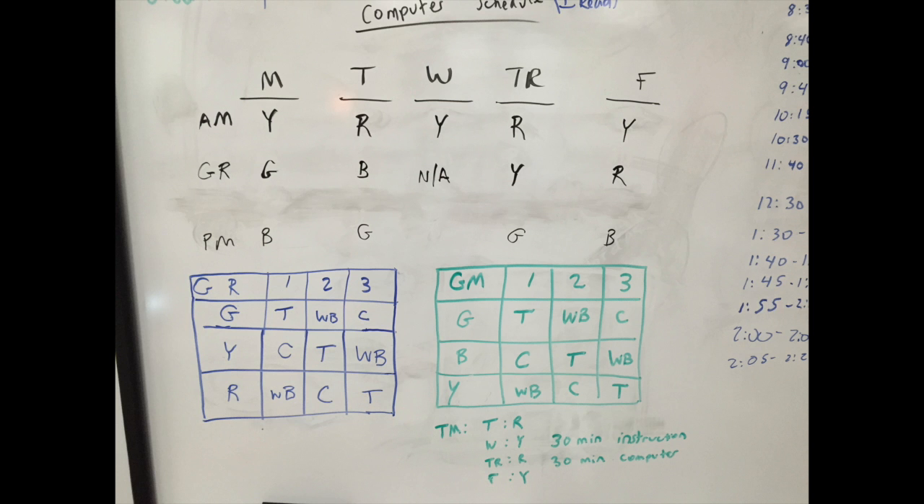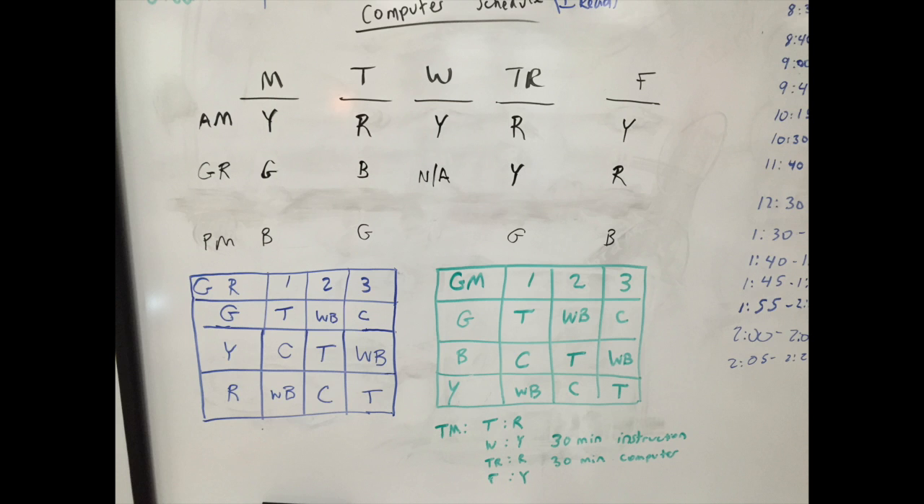Once you have your stations figured out, the next thing that you need to figure out for yourself is rotations. How many groups are you going to see each day? Who do you see first? And so on. So here is a picture of my daily schedule for guided reading and guided math. At the top of the screen, you're looking at my computer schedule. At the bottom left is my guided reading schedule, and at the bottom right in green is my guided math schedule.